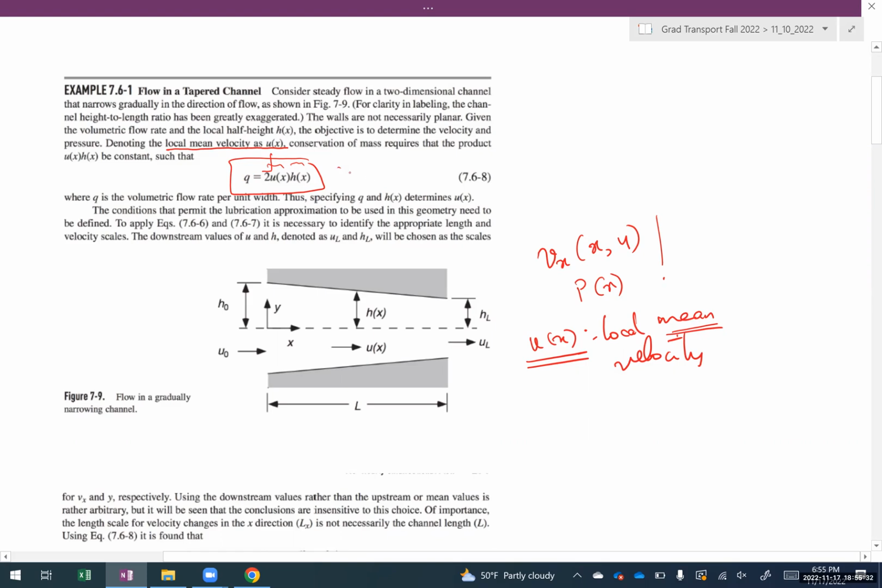So again, as we discussed in class, imagine that you are the fluid. Look in front of you. What is the cross-section that you're seeing? The cross-section that you're seeing is nothing but the width is w, and the height is nothing but h of x. So the cross-sectional area is w times h of x. Area times velocity is volumetric flow rate.